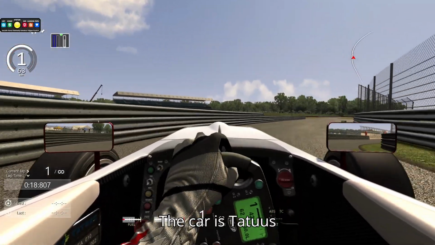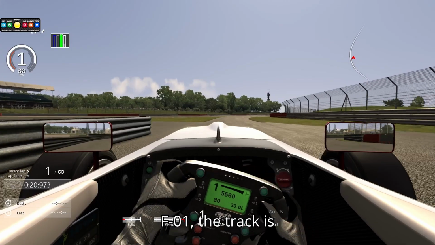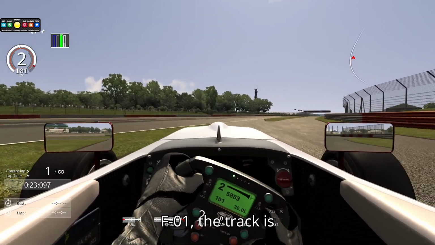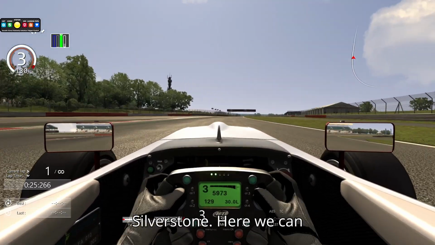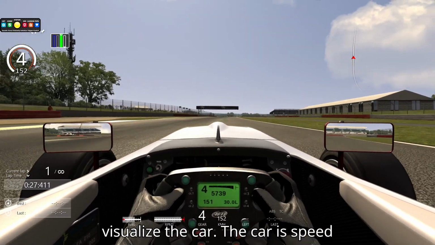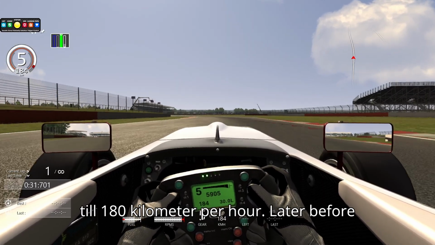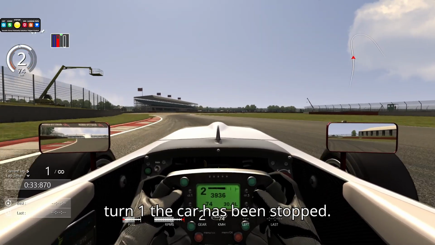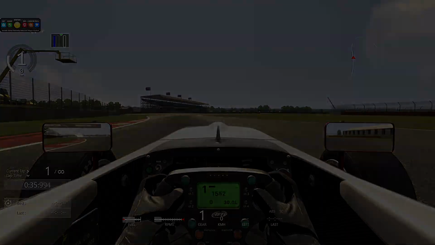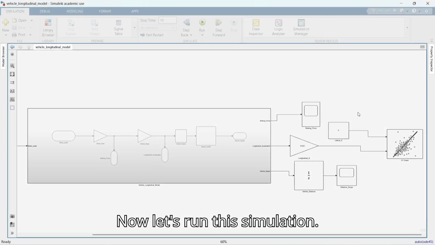The car is Tatus FS01. The track is Silverstone. Here we can visualize the car. The car speeds up to 180 km per hour. Later, before turn 1, the car has been stopped. Now let's run the simulation.